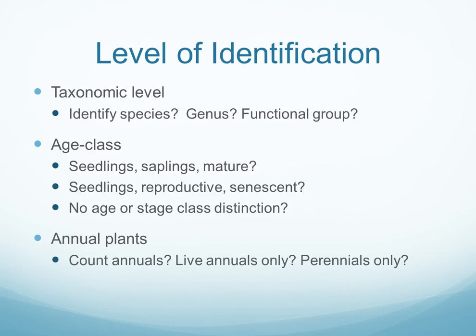The last level of identification component that we need to consider is whether we want to count annuals. In some communities, annuals come and go so quickly that they can be a very ephemeral part of the community. And so we have to make a decision. Do we only want to focus on perennial plants? Do we want to count annual plants? And if we do count annual plants, how do we deal with plants that can be identified, but let's say that they have already gone through their life cycle and they're dead? So do we only count live annual plants, or do we count any plant that we can identify to the species level?